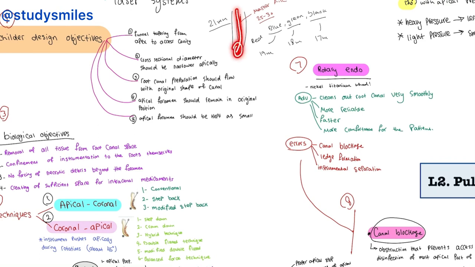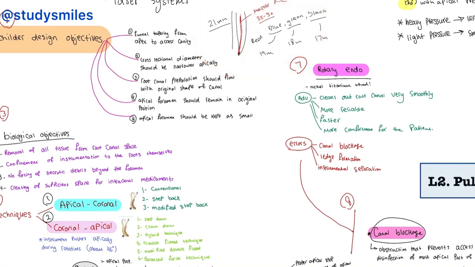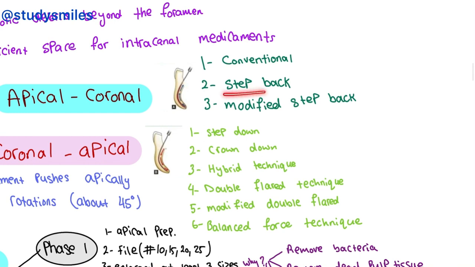So what we're doing is cleaning the apex first. After we reach the master file, for example a rep file, let's say we reach the full length, and then we will go up. We will prepare again, as I said here. This technique that I explained here is exactly applicable to coronal, okay? So it's a conventional step back, modified step back. These are what it's called.